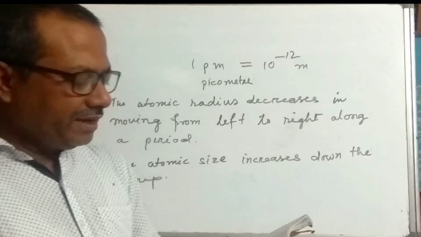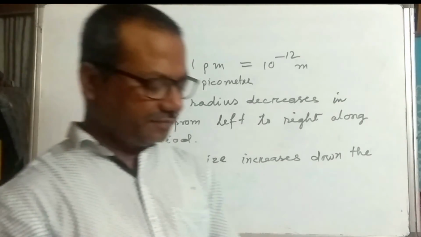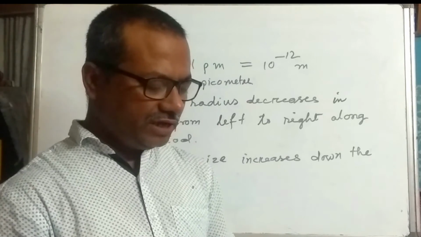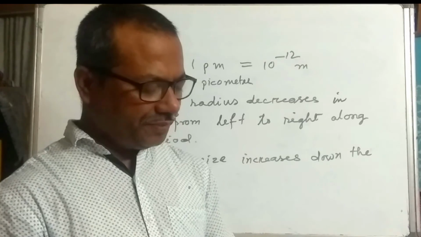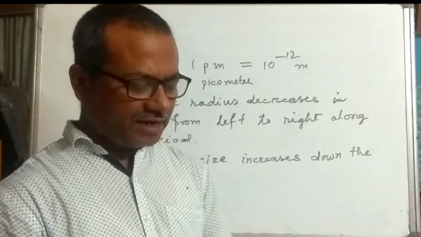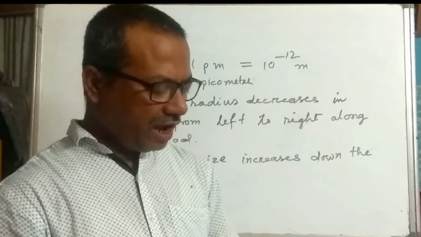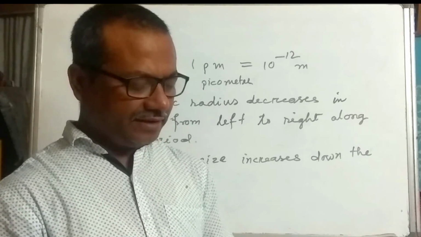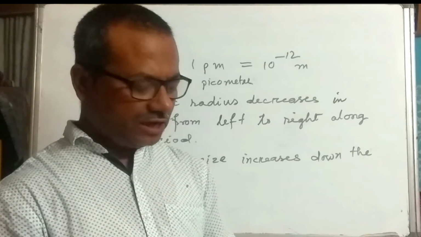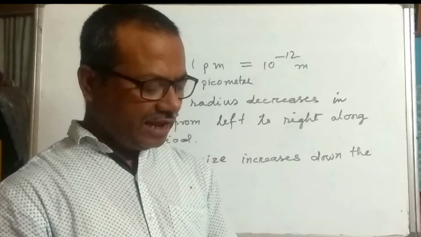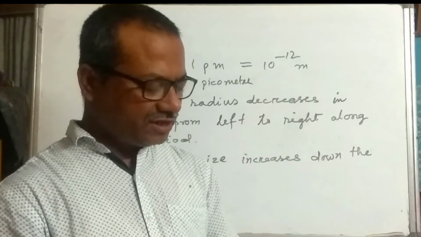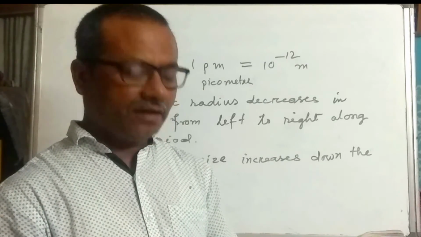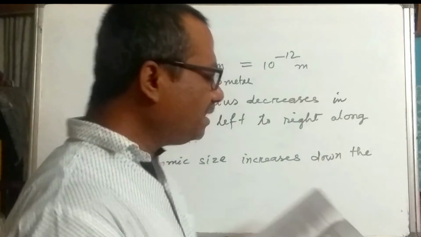Remember it. Metallic and non-metallic properties. The metals like sodium and magnesium are towards the left hand side of the periodic table, while the non-metals like sulfur and chlorine are found on the right hand side. In the middle, we have silicon, which is classified as a semi-metal or metalloid because it exhibits some properties of both metal and non-metal. This is very much important to understand.